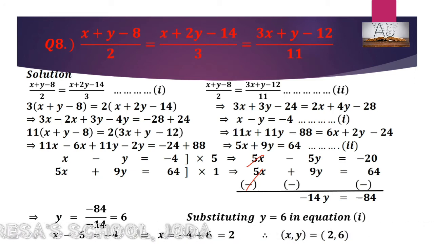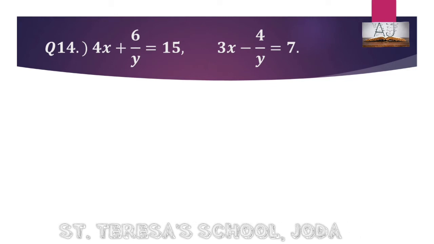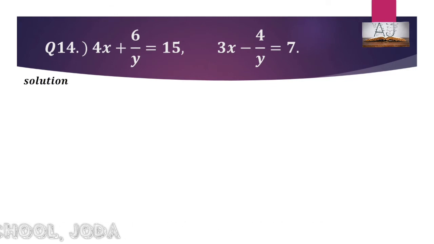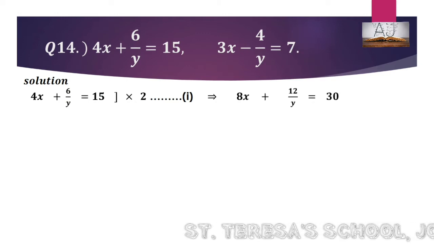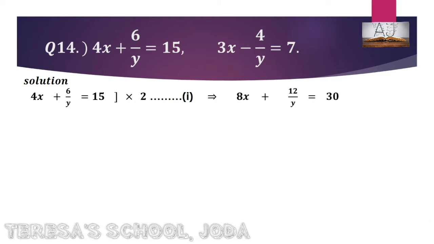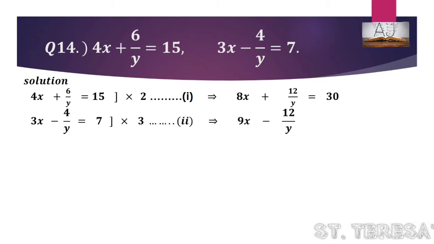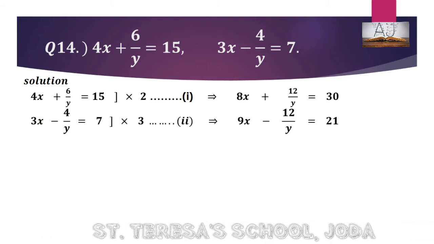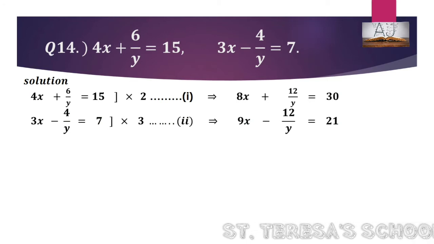Okay, now let us see one more question which is different from all these. Question number 14. It looks different, but actually we have to do it the same way. So we will make the coefficients in both the equations equal in the same way. One of them is a fraction, so it doesn't matter: 6 by y and 4 by y. I am going to make y equal. LCM of 6 and 4 is 12. So multiply the first equation by 2 and the second equation by 3.